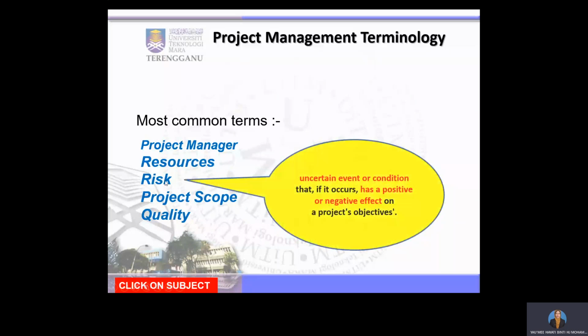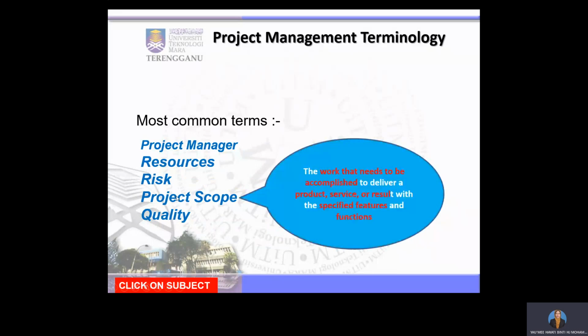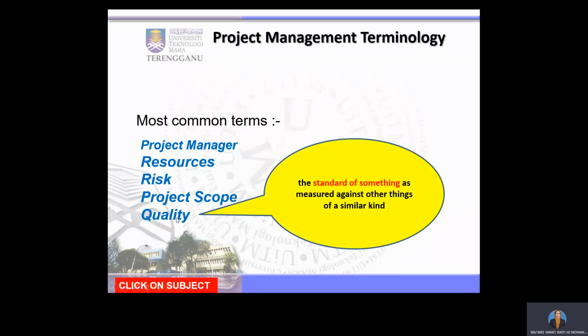Risk: an uncertain event or condition that, if it occurs, has a positive or negative effect on the project objective. Any event, any project has a risk, right? Project scope: the work that needs to be accomplished to deliver a product, service, or result with the specified features and functions. Quality: the standard of something as measured against other things of a similar kind.